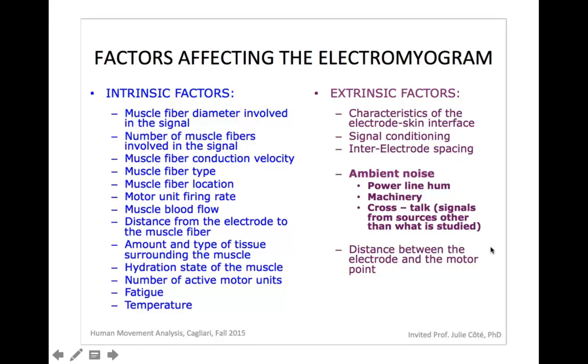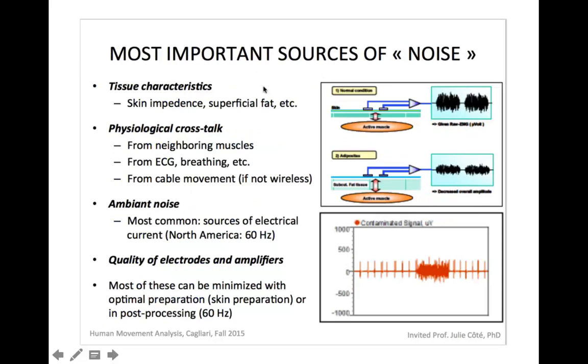Your signal conditioning. So what do you do with the signal once you acquire it? Your inter-electrode spacing. So how many electrodes do you have? How far away are your electrodes from the motor point? And then finally, the ambient noise in the room. This can be obviously 60 hertz noise or nearby machinery noise. And also crosstalk, so signals from sources other than what is studied. So your pulse, your respiration, any movement that occurs other than the actual muscle movement that you're trying to measure. So lots of kind of interesting factors associated with the EMG.